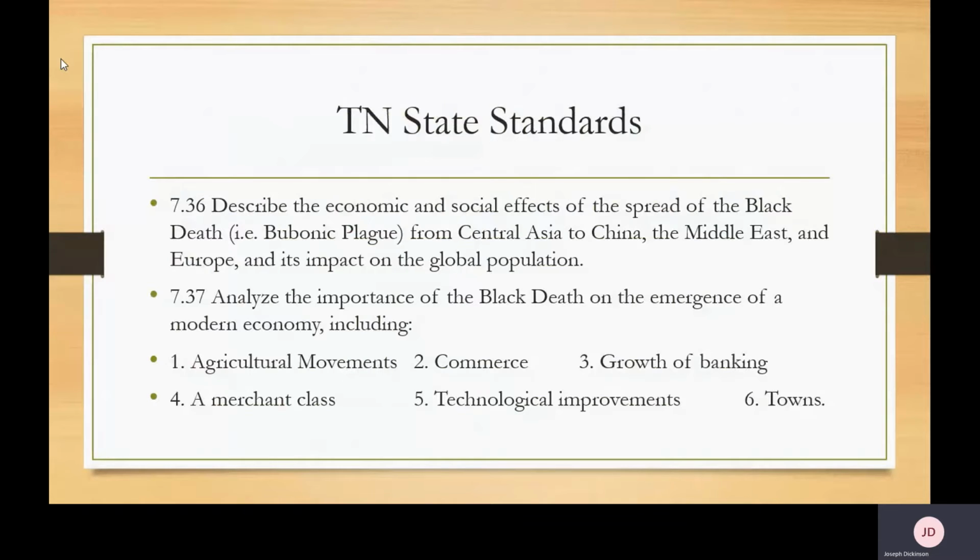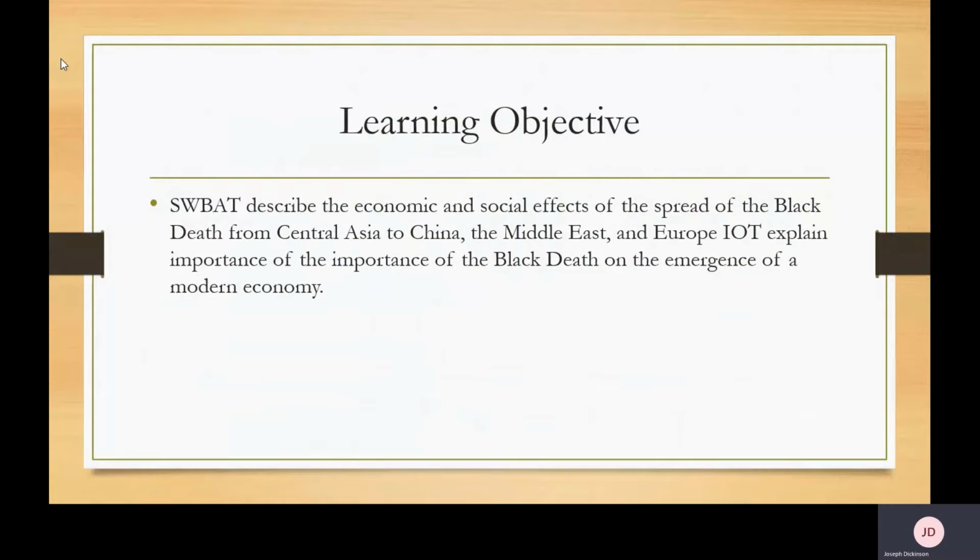Tennessee State Standard 7.36: describe the economic and social effects of the spread of the Black Death, i.e. bubonic plague, from Central Asia to China, the Middle East, and Europe, and its impact on the global population. 7.37: analyze the importance of the Black Death on the emergence of a modern economy, including agricultural movements, commerce, growth of banking, a merchant class, technological improvements, and towns. Learning objectives: students will be able to describe the economic and social effects of the spread of the Black Death from Central Asia to China, the Middle East, and Europe in order to explain the importance of the Black Death on the emergence of a modern economy.